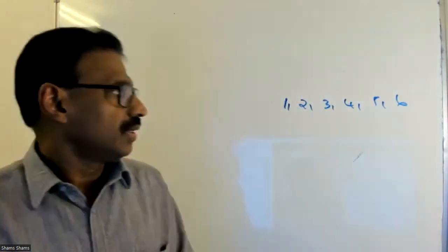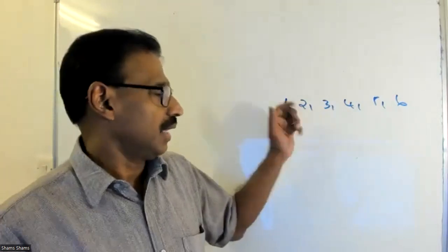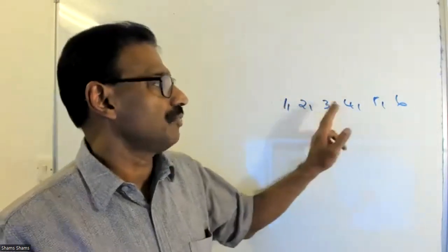Okay. Look, the favorable outcomes are three, and the total possibility is 1, 2, 3, 4, 5, 6.